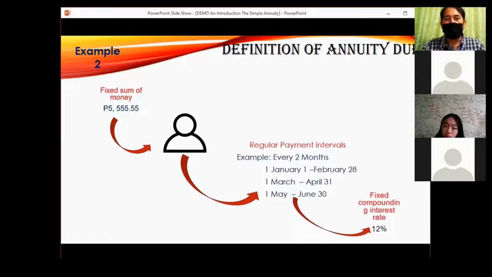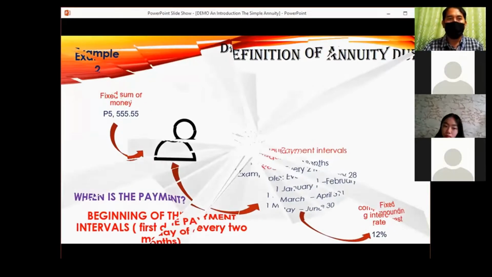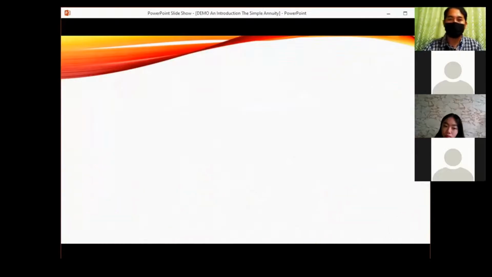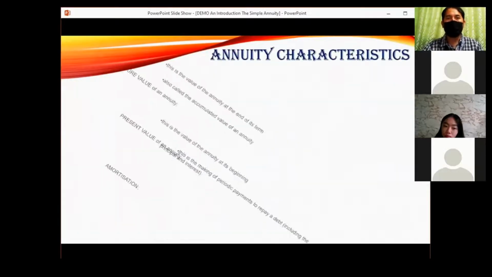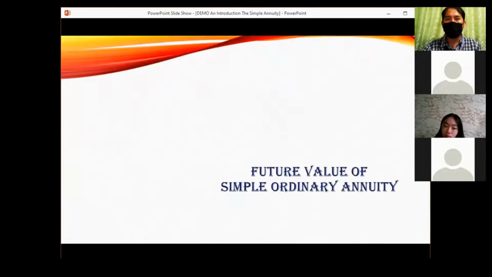Of course, ayan, with of course, fixed rate or compounding interest rate. Okay. Next. When is the payment? Beginning of the payment interval. First day of every 2 months. Ayan. Okay, let's move on. Let's proceed. And we will not be discussing this one kasi mahaba yan.